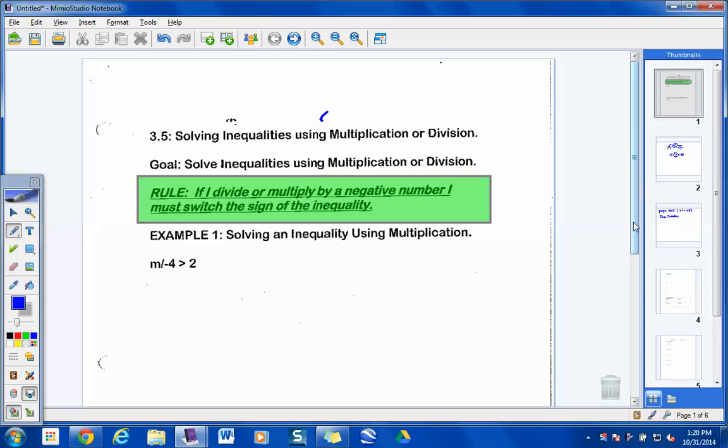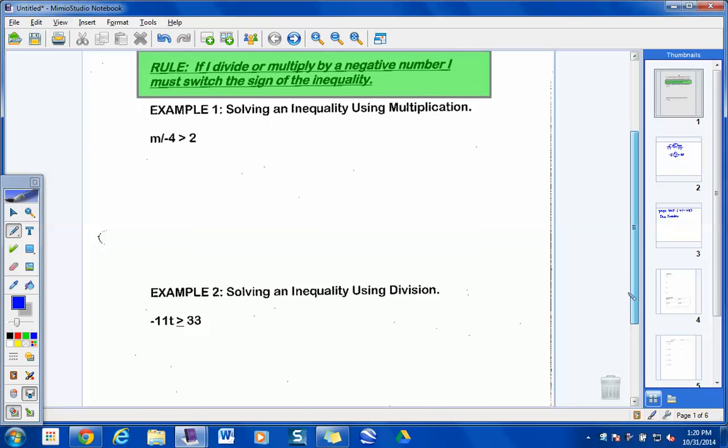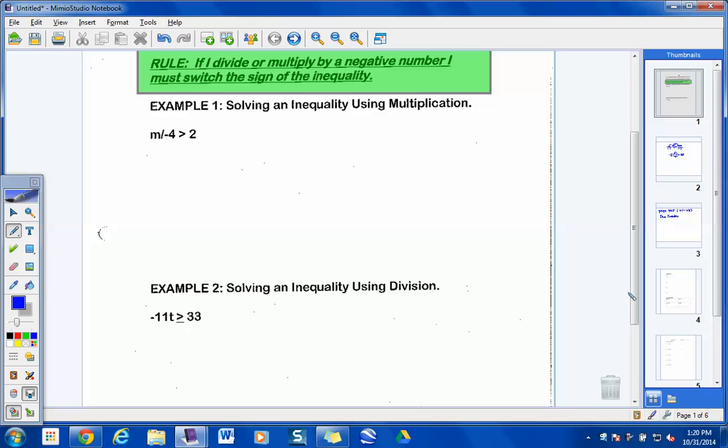Example 1, solving an inequality using multiplication. I'm going to rewrite this so that you remember that anytime there's a slash up there, that just means m divided by -4. So the original problem is m divided by -4 is greater than 2. If I wanted to get that variable m alone, I have to undo the division by multiplying. What am I going to multiply both sides by here? -4. I want to multiply by -4, right?